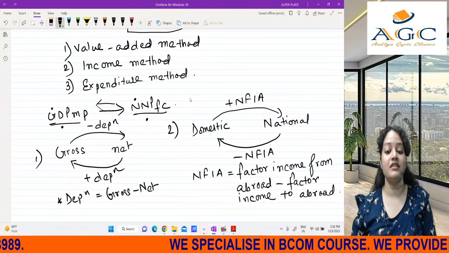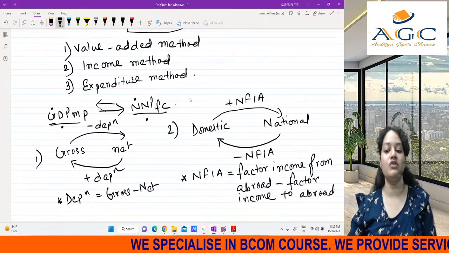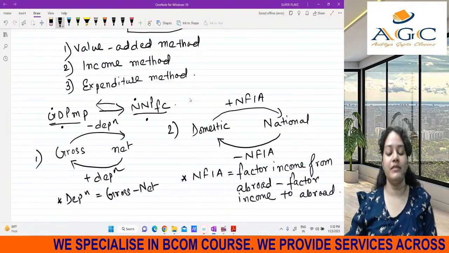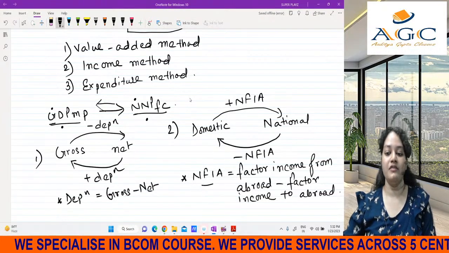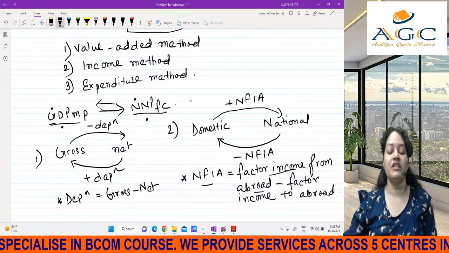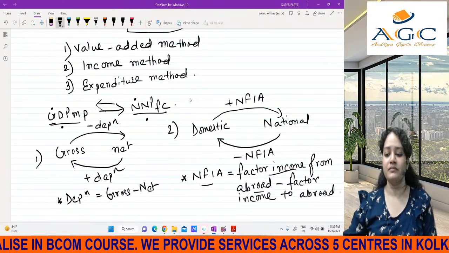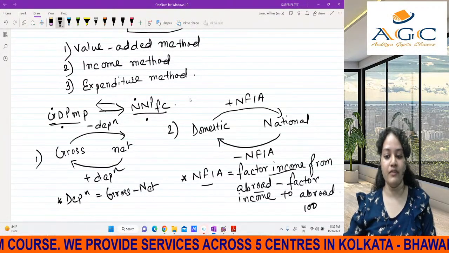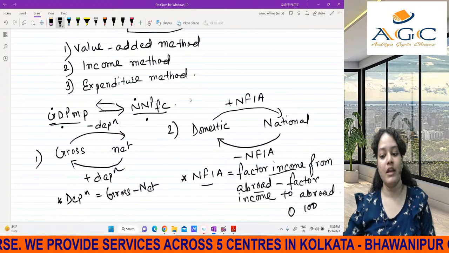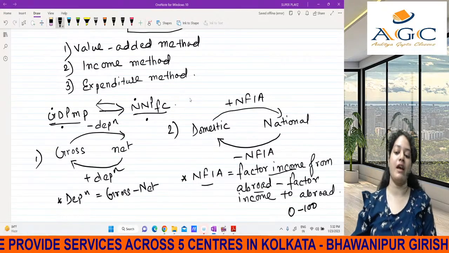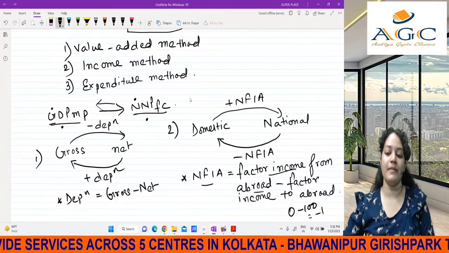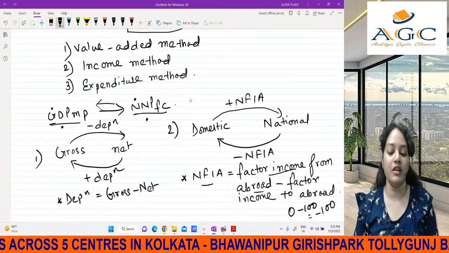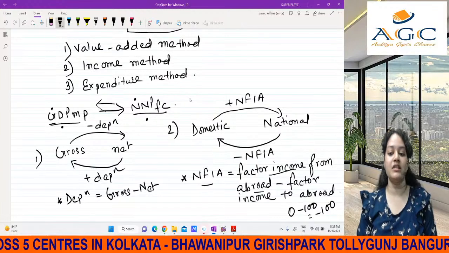And if NFIA is not given directly, we have to look for these two values, factor income from abroad and factor income to abroad. Now suppose in your sum, net factor income from abroad is not given and factor income from abroad is not given. You have just been given factor income to abroad. Assume that to be 100. So what do you have to do then? You have to assume factor income from abroad's value to be 0, and according to the formula, your NFIA's value would be minus 100. You are getting a minus value because factor income from abroad is not given. So whatever value is not given, just count it to be 0.